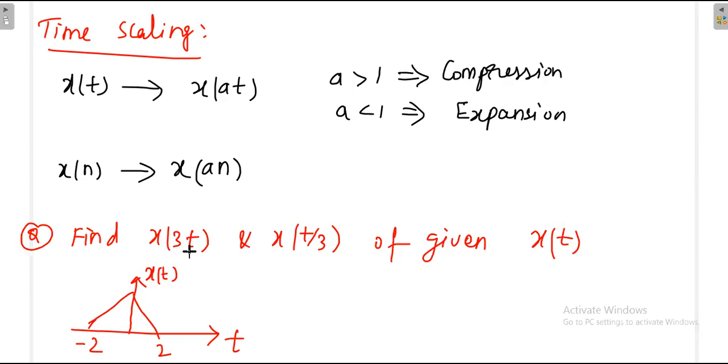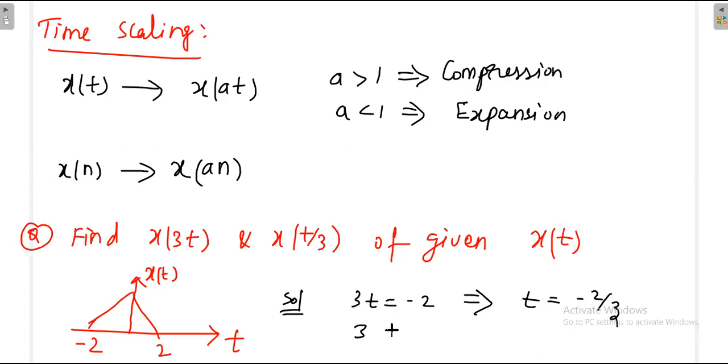So now again 3t. The solution is you take 3t equal to minus 2, then t is equal to minus 2 by 3. Okay, so that means in the original diagram, whatever value is present at minus 2 will be mapped to minus 2 by 3 in the new diagram.